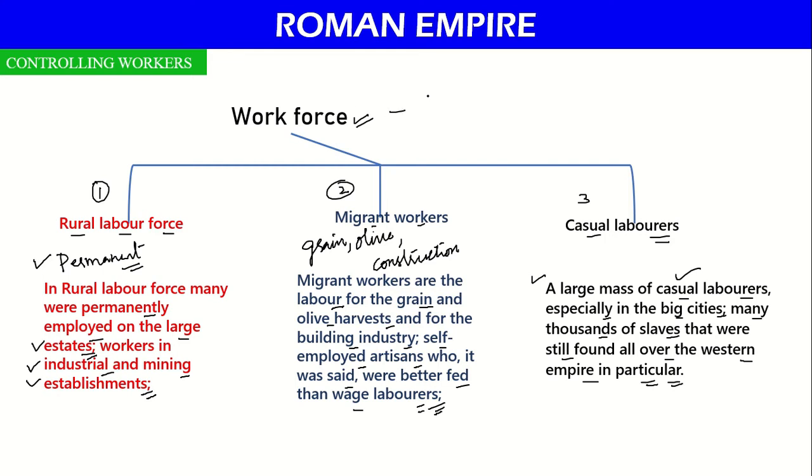So the workforce is divided into three categories. 1. The rural labor, who were employed permanently in the large estates, in the industries and mining establishments. The second category, the migrant workers involved in grain, olive harvest, building industry, construction activity, and self-employed artisans. These people used to take care of their workers better than the wage laborers. And the last category, the casual laborers, the mass of casual laborers, especially in the big cities, with many thousands of slaves still found all over the Western Empire in particular. These are the different types of workforces or divisions of workers in the late Roman Empire.